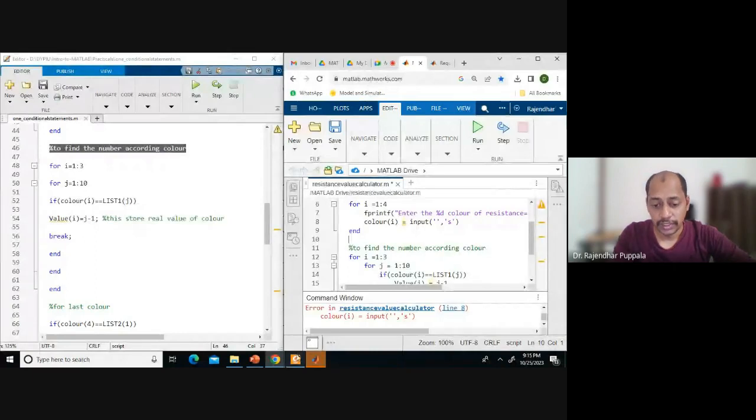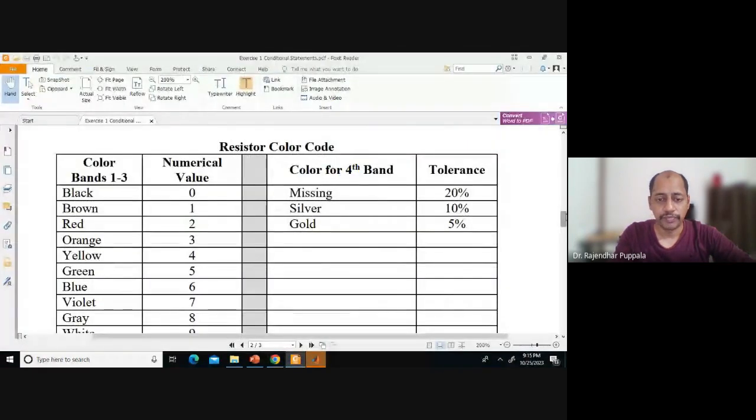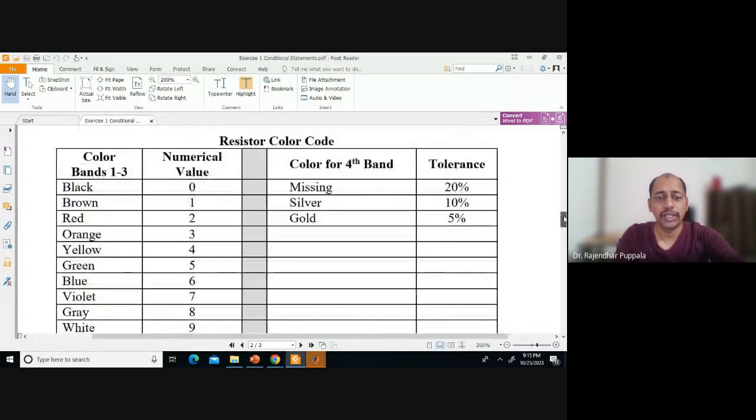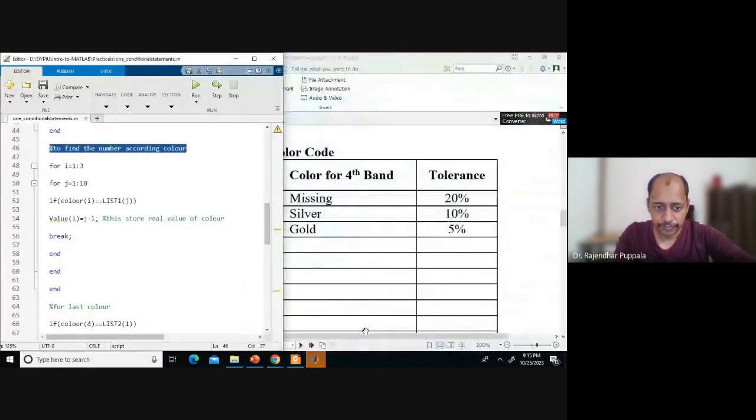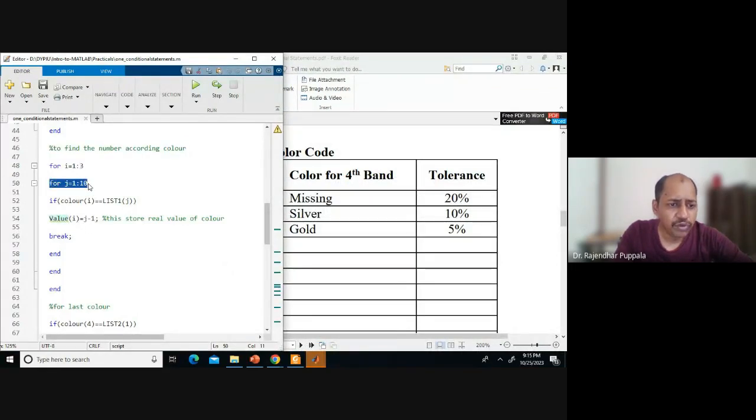Now, why have you written this code? We are running a for loop to give the values for the given colors, which range from 0 to 9, but we are running the loop from 1 to 10. 1 means you will get the value of 0. 2 means you will get the value of 1. So one less value you are getting here. That we have written in for j is equal to 1 to 10.